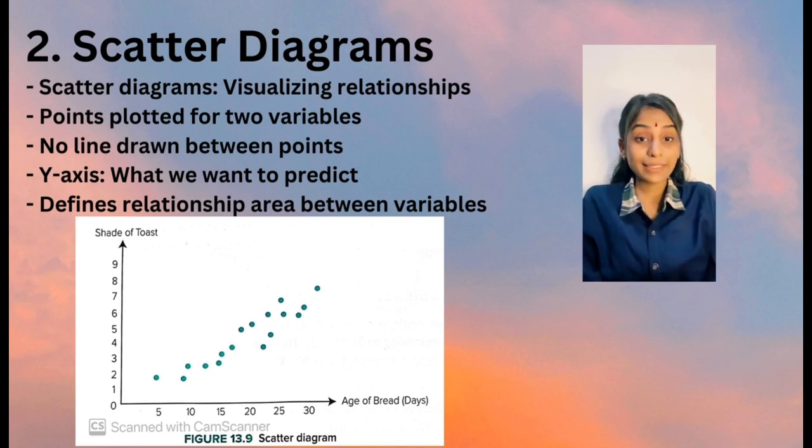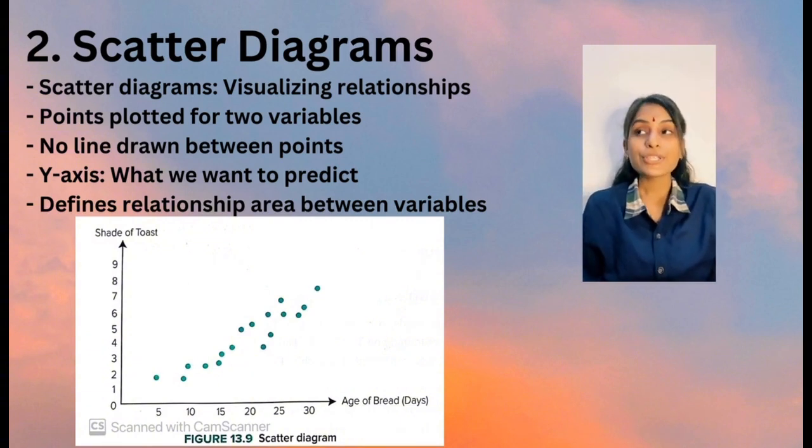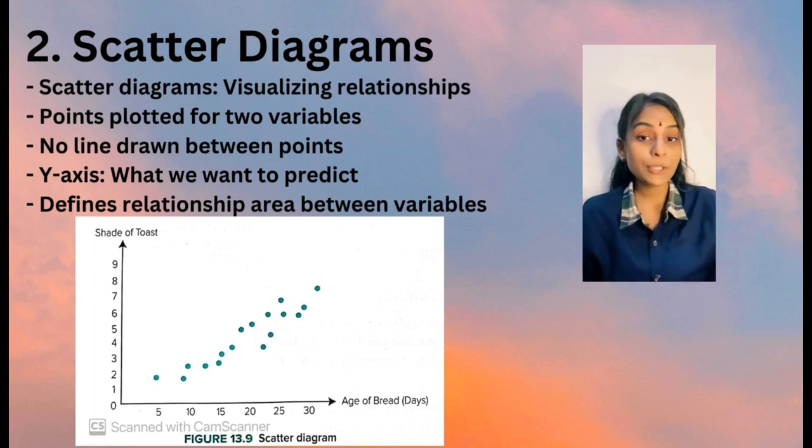Next is scatter diagram. Let's talk about scatter diagrams. Imagine it like connecting dots but without drawing lines between them. So you have two things you are looking at, like maybe hours spent studying and test scores. You put dots on the graph for each person's study hours and their test score.